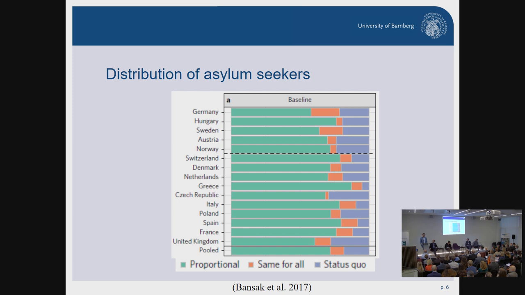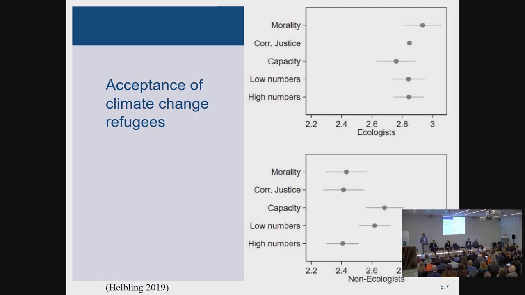Then I would also like to give you an example of my own ongoing research, where I study attitudes towards climate change refugees, also a field that has been hardly studied so far. This is data from Germany, where I'm interested in under which conditions, under which principles, people are willing to accept climate change refugees. Here I differentiate between ecologists and non-ecologists, so people for whom environmental aspects are important and that are more left-wing, contrary to the non-ecologists that are more right-wing.